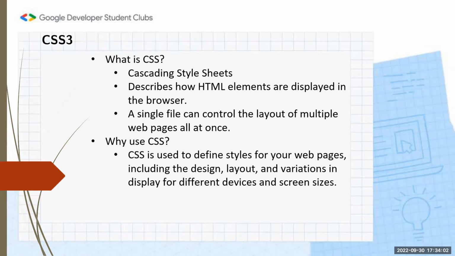So we already went through this. CSS is cascading style sheets, and what it does is it describes how HTML elements are displayed in the browser. Without CSS, we wouldn't be able to do much in terms of aesthetics. If you wanted to control each of the tags that we went through and assign attributes to them, CSS would be the language that you would reference.